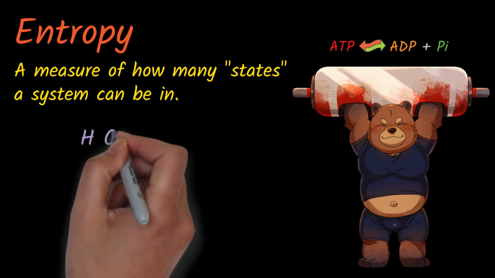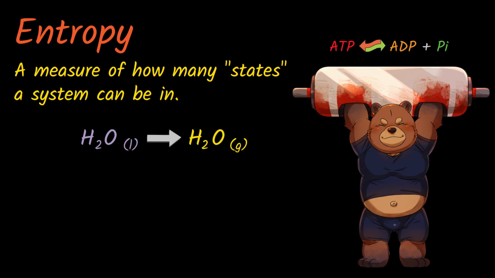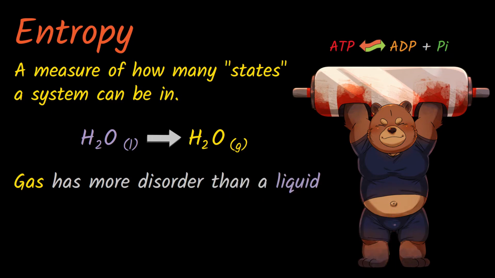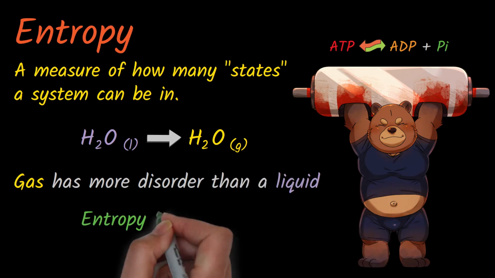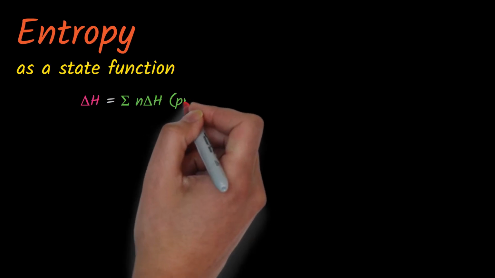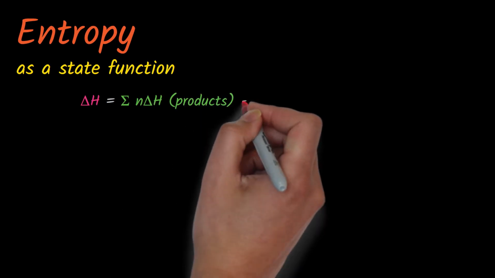We can recognize this as a state change. Because we are going from a liquid to a gas, we know that gas can have more possible states, and thus entropy would go up as this reaction proceeds. Just like enthalpy, entropy is a state function. We can calculate entropy using standard entropies, as we did with enthalpy.